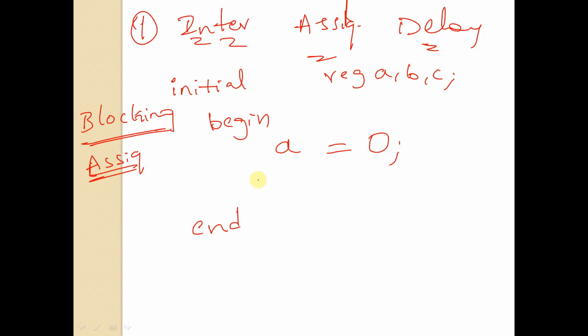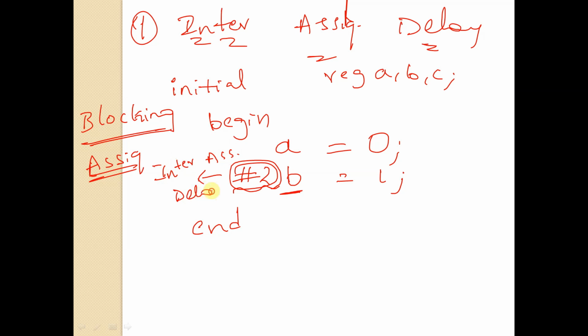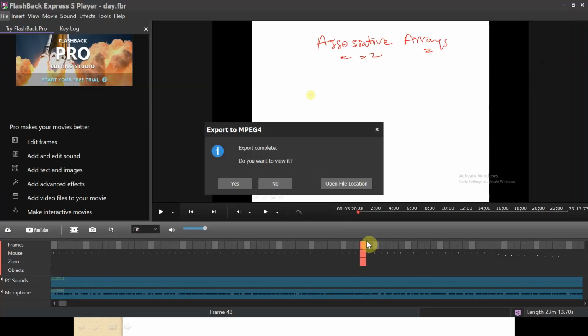For giving inter-assignment delay, we mention the delay before the variable. Hash 2, B is equal to 1. So this is the inter-assignment delay. The delay is mentioned in the LHS, or it is mentioned before the LHS variable, like this. So this is the inter-assignment delay. Here the delay is mentioned on the LHS side before the variable, and I can assign like this also.